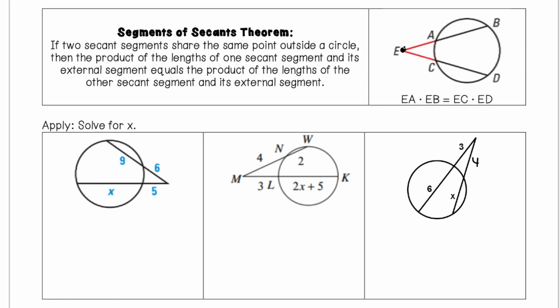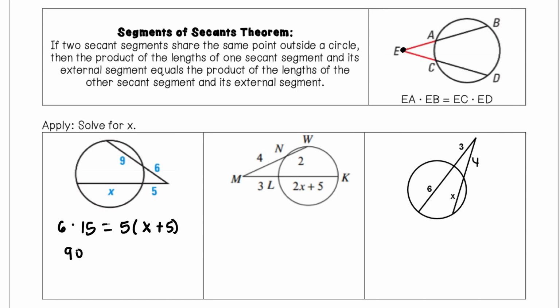What we mean by that is we're going to take this external segment EA and multiply it by the entire secant segment EB. We'll set that equal to EC, which is this external segment, and then multiply that by the entire secant segment, which is ED. So EA times EB should equal EC times ED. That's how we're going to be able to solve for our x's here. We're going to take 6 times 9 plus 6, which is 15, and set that equal to 5 times x plus 5. So we're taking our external pieces times the entire segment, and then the external times the entire segment.